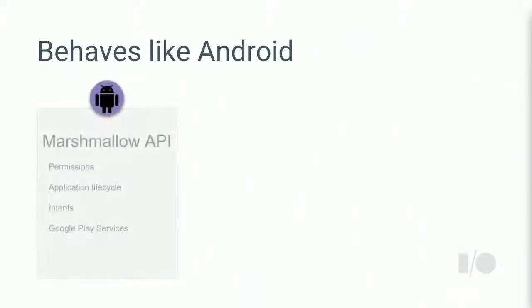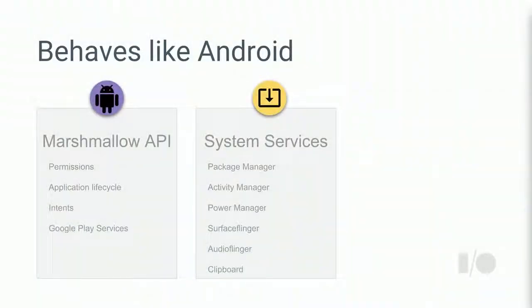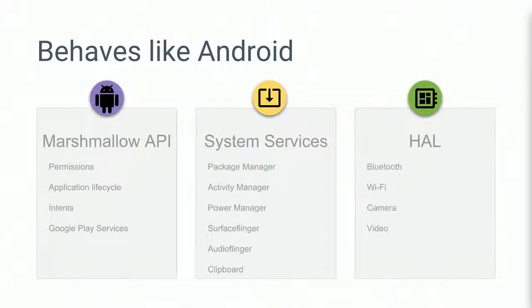Meanwhile, your application still behaves like an Android application. Since we're running a full Android stack, the whole Marshmallow API is available to you. This includes Google Play services, so things like in-app payments will be available in consumer Chromebooks. We're also not adding any new APIs, so there's nothing for you to learn this time. All system services are running, and all the interactions between the system services and your application are exactly like you would expect. This includes things like the application lifecycle events. Finally, the hardware is abstracted so that you don't need to worry about anything.